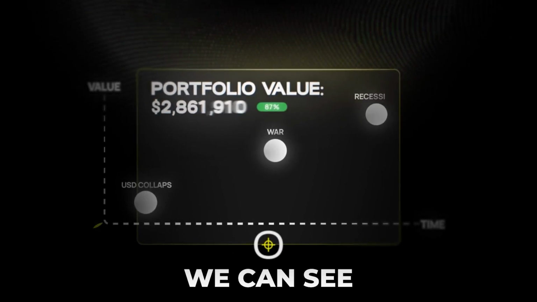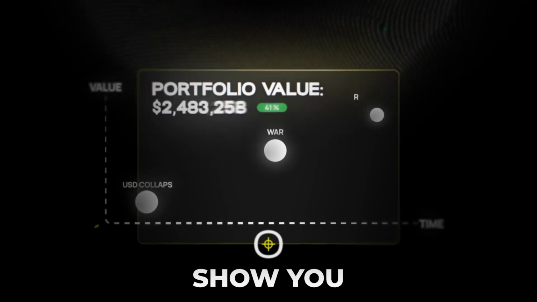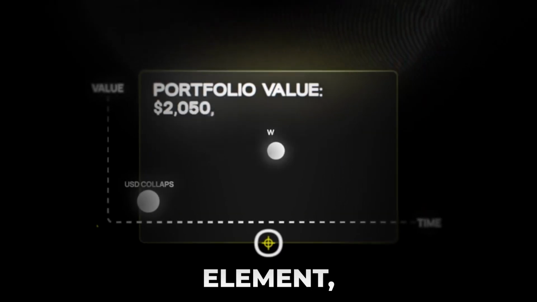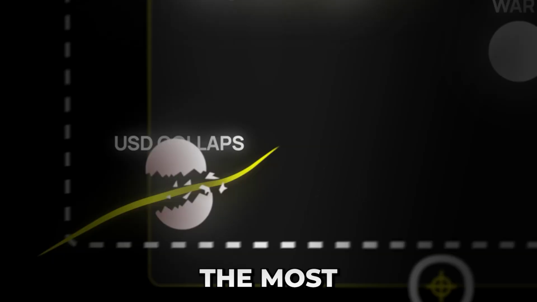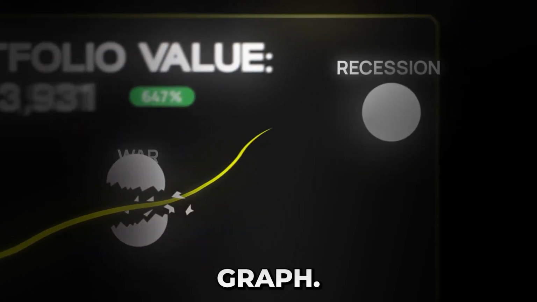So, for the first scene, we can see a very nice animated background, which I'll show you how to create. I'll show you how to make each element, how each one appears into the scene with all the little details. And my favorite, and probably the most difficult, is the shattering effect with the graph line animation.